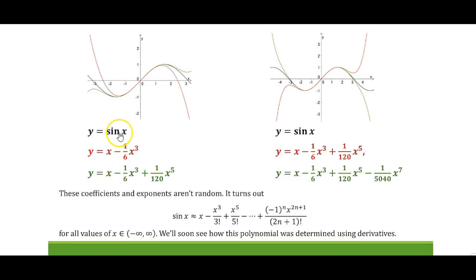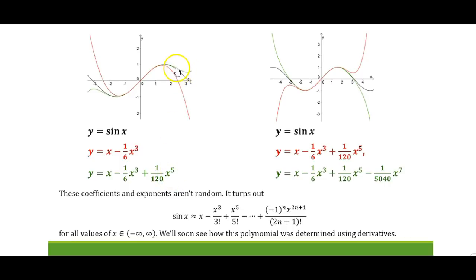Alright, so let's continue to look at the sine graph, but we threw out the line y equals x because that was pretty terrible once I got further away from 0. So let's take a look at sine x. Let's take a look at that cubic polynomial, x minus 1/6 x to the third. And then we're also going to take a look at now an even higher degree polynomial. So we still have x minus 1/6 x to the third, but we're adding on an additional term that makes it a quintic polynomial, 1 over 120 x to the fifth.